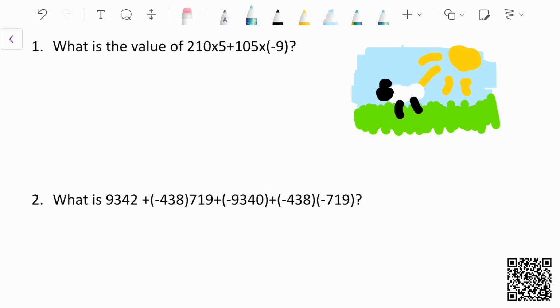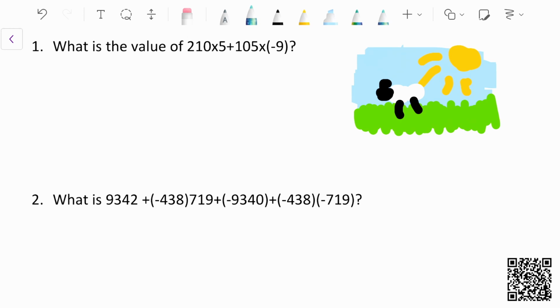Today we're going to be doing some more complex problems, but they still mostly focus on multiplication and addition. Number 1, what is the value of 210 times 5 plus 105 times negative 9?